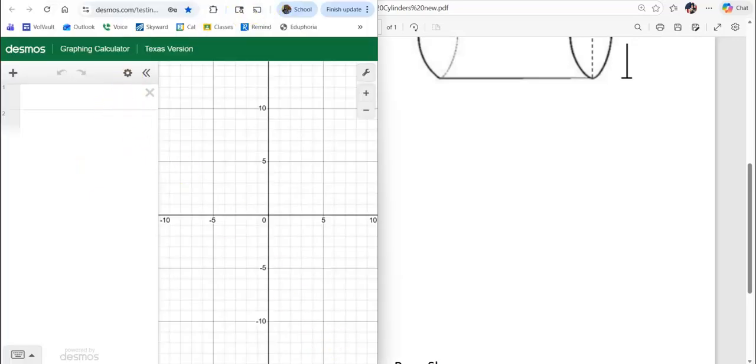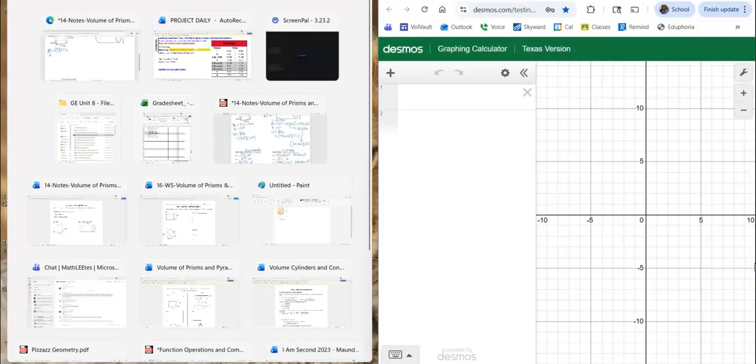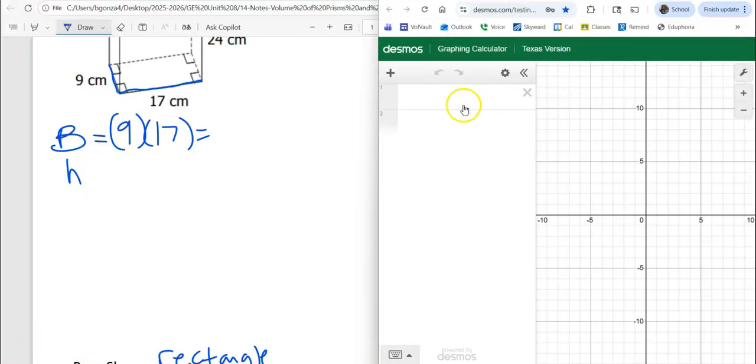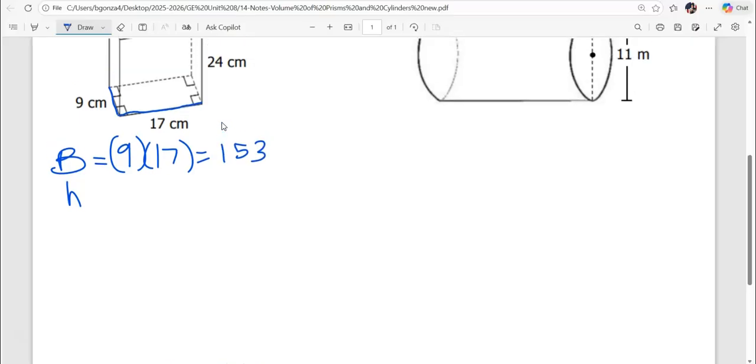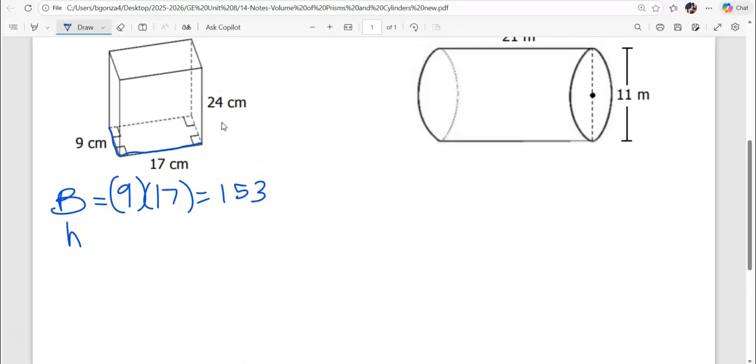Let's figure that out. Sorry, let me drag this over. Okay, we get 153. All right, next thing. What is the height? So between the two bases, what's the height here? Y'all see the height is 24. Okay.